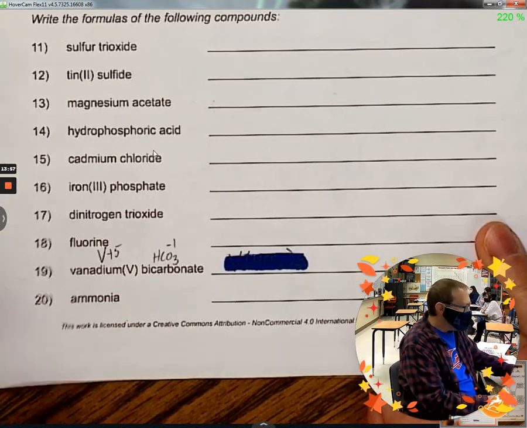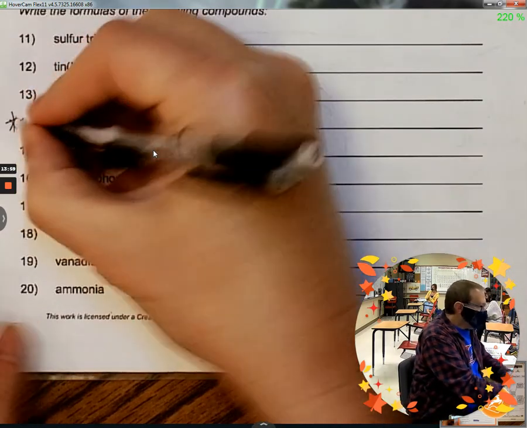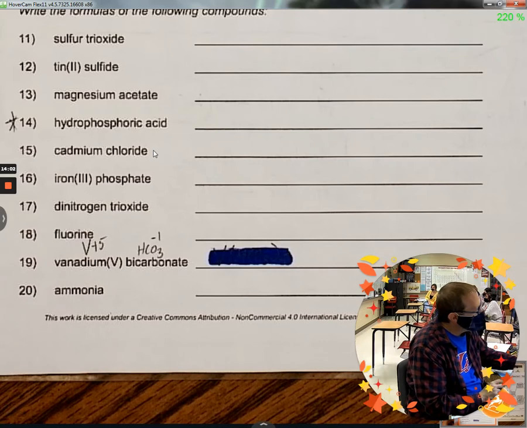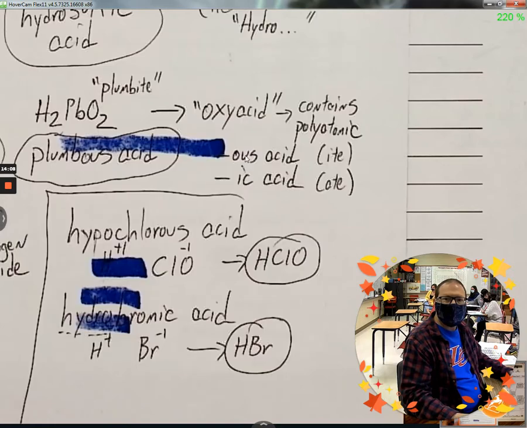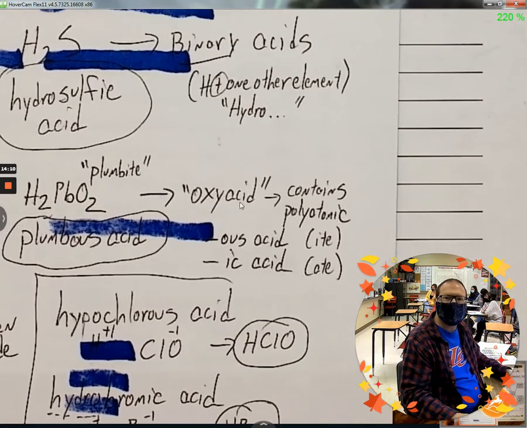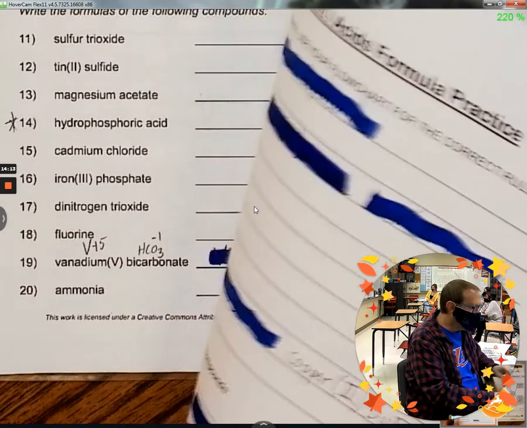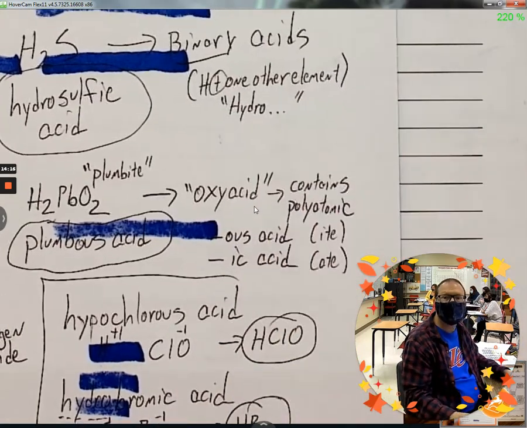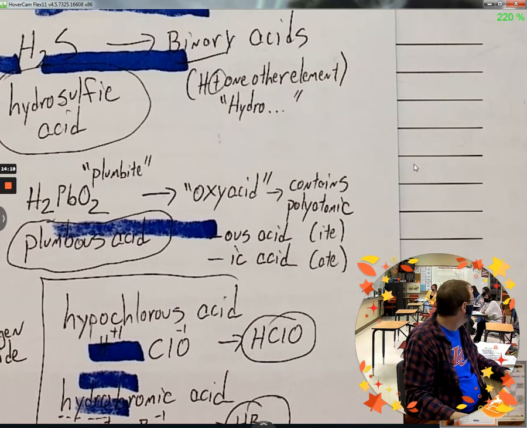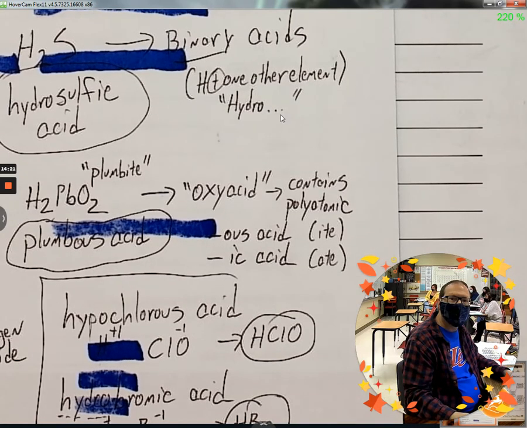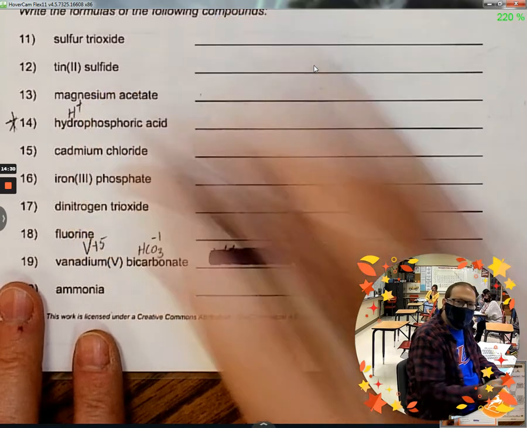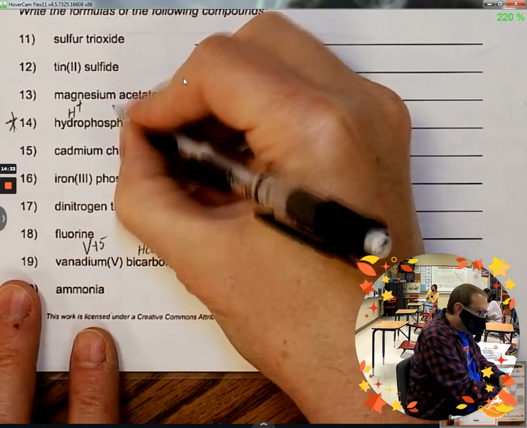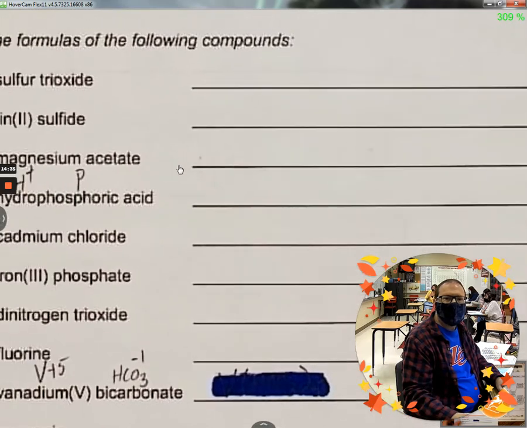Okay. So, hydrophosphoric acid. Now, I'm going to have to see if I've got a copy of this that hasn't been totally marked up here, and I do. Remember, for naming acids, it's either going to be a binary acid or an oxyacid. So if it's hydrophosphoric, which one is it going to be? Okay, how can you tell? Starts with hydro. So that means it's just going to be hydrogen plus one other element. So what's the other element going to be here? Phosphorus.